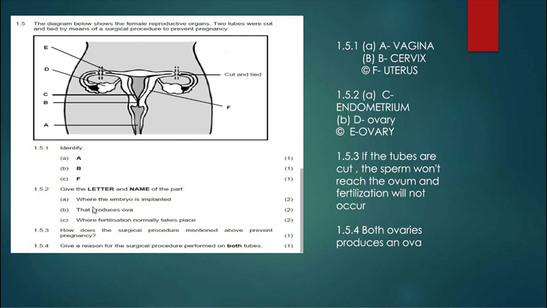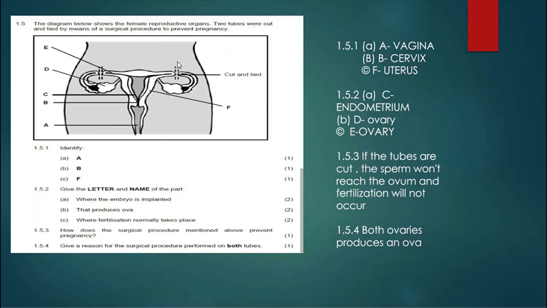Now let's look at the next question. Give the letter and name of the part where embryo is implanted. That is C, the endometrium. D produces an ova. An ova is an egg. It is produced in D, which is ovary, and fertilization normally takes place in E, fallopian tube.